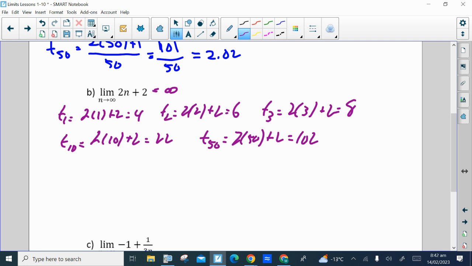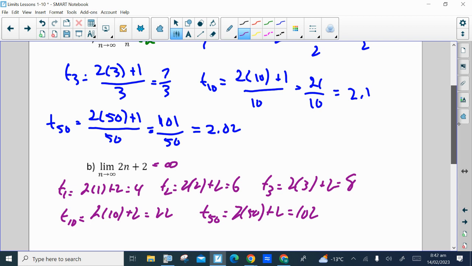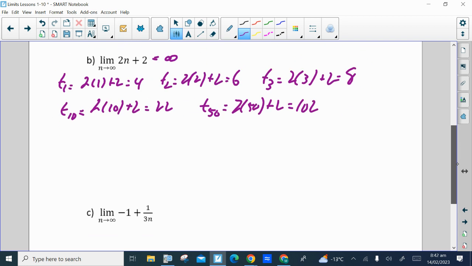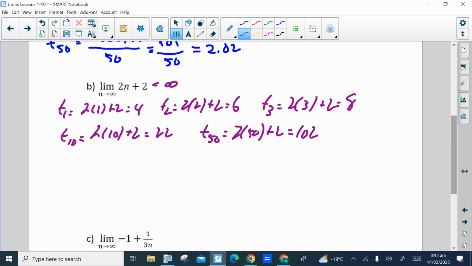On the previous one, it got closer and closer to a specific value. In this case, that's not going to happen. It's just going to keep getting bigger and bigger and bigger. So it's not like it's approaching a value like the previous one. In this case, we would say that this limit is divergent, because the value of the expression is increasing at a constant rate. The difference between successive terms is always the same.